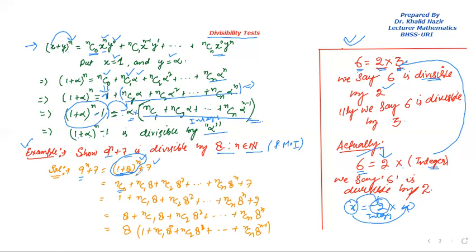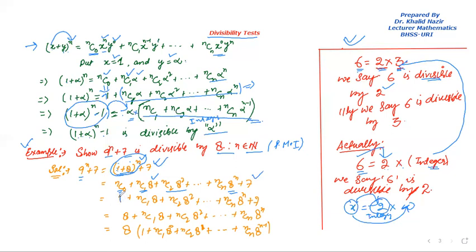So this is nC0, 1 raised to the power n. 1 raised to the power n is 1. 8 raised to the power 0, anything raised to the power 0, is 1. So this is nC0. Second would be nC1, 1 raised to the power n minus 1, which is 1, into 8 raised to the power 1, that is 8. Right? And similarly, go on decreasing the powers of 1 and increasing the powers of 8, we will reach up to this point. Plus 7 is there, and I have written it plus 7.